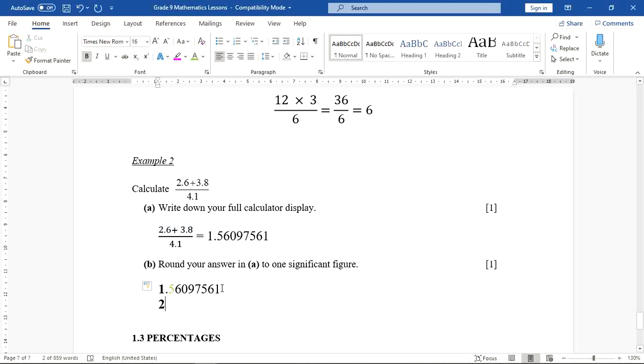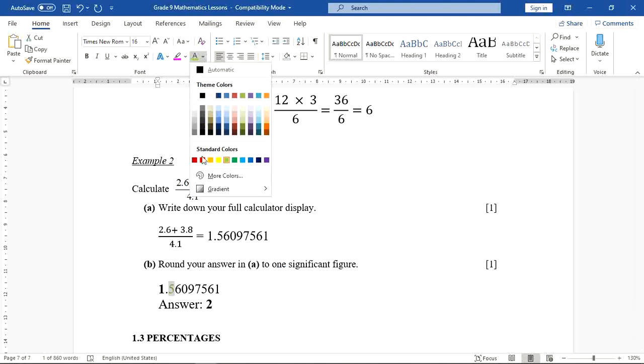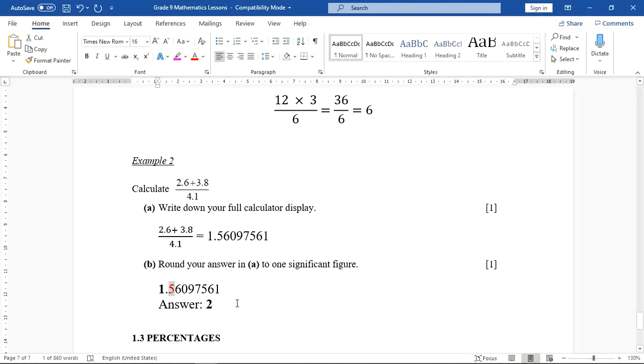The instruction says round off your answer in part A to one significant figure. So the answer should only be one figure, and that is what we have done. So the answer is just 2. This number is approximately equal to 2 if you round it off to one significant figure. All right, my friends, I hope you have learned something.